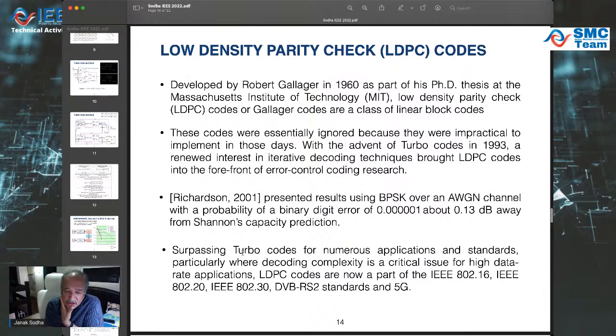The low density parity check codes basically surpass turbo codes for numerous applications, and particularly where decoding complexity is a critical issue for high data rate applications. And this is the world that we live in. There are very few applications where we are looking for low data rates, where everybody's looking for information incredibly fast. So for high data rates, turbo codes are just too slow and too computer intensive. LDPC codes leapfrogged into the IEEE 802.16, .20, .30 standards, even into the 5G.